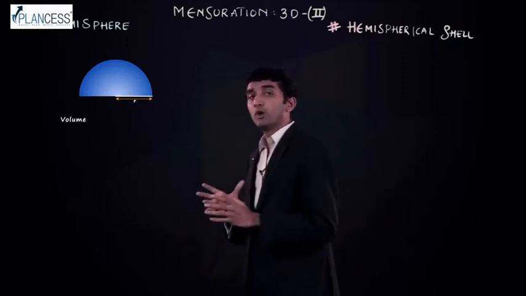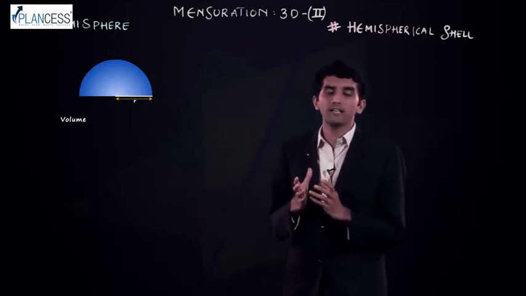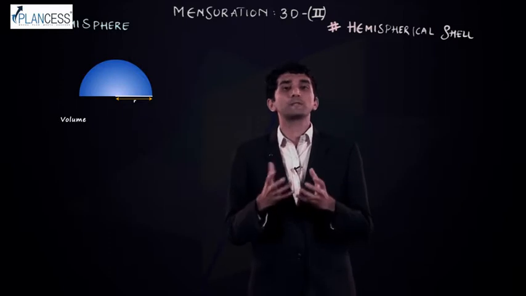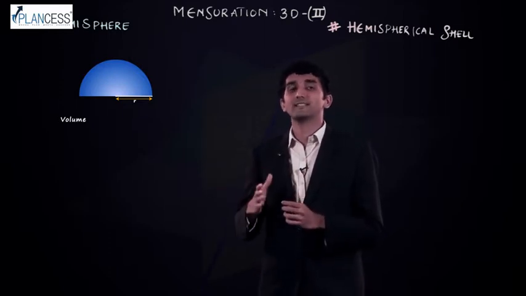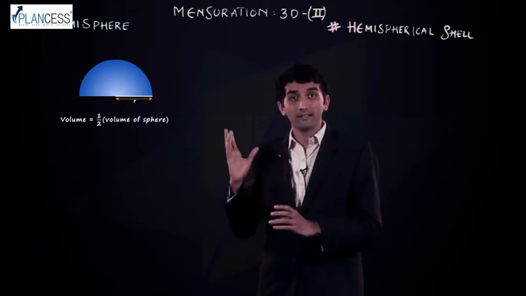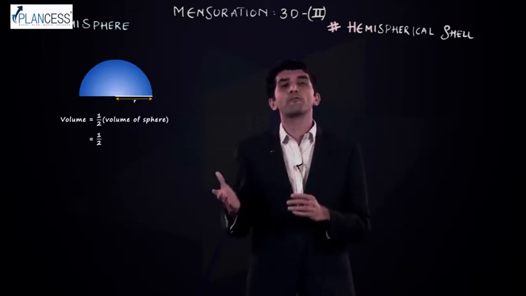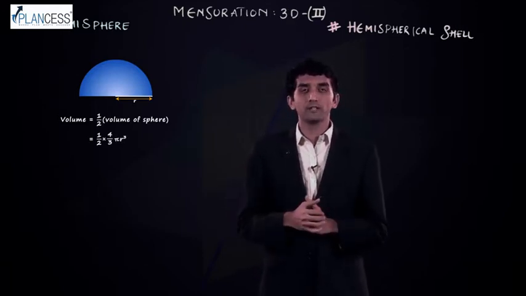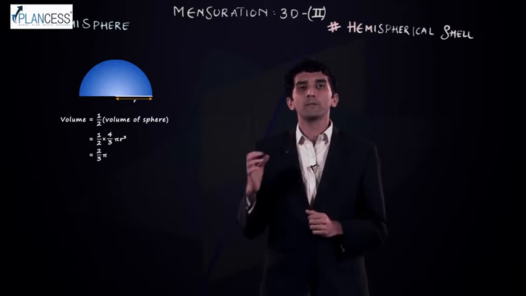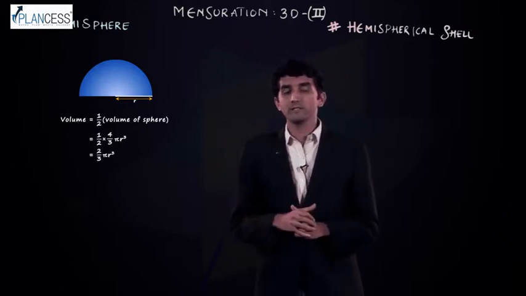Now the volume of a hemisphere is very easy to calculate, because we know that the volume of a sphere is 4 by 3 pi r cube, and since this is exactly half of that, the volume of a hemisphere is going to be half of 4 by 3 pi r cube, and hence the volume of a hemisphere is equal to 2 by 3 pi r cube. So this is one very important formula for the hemisphere.